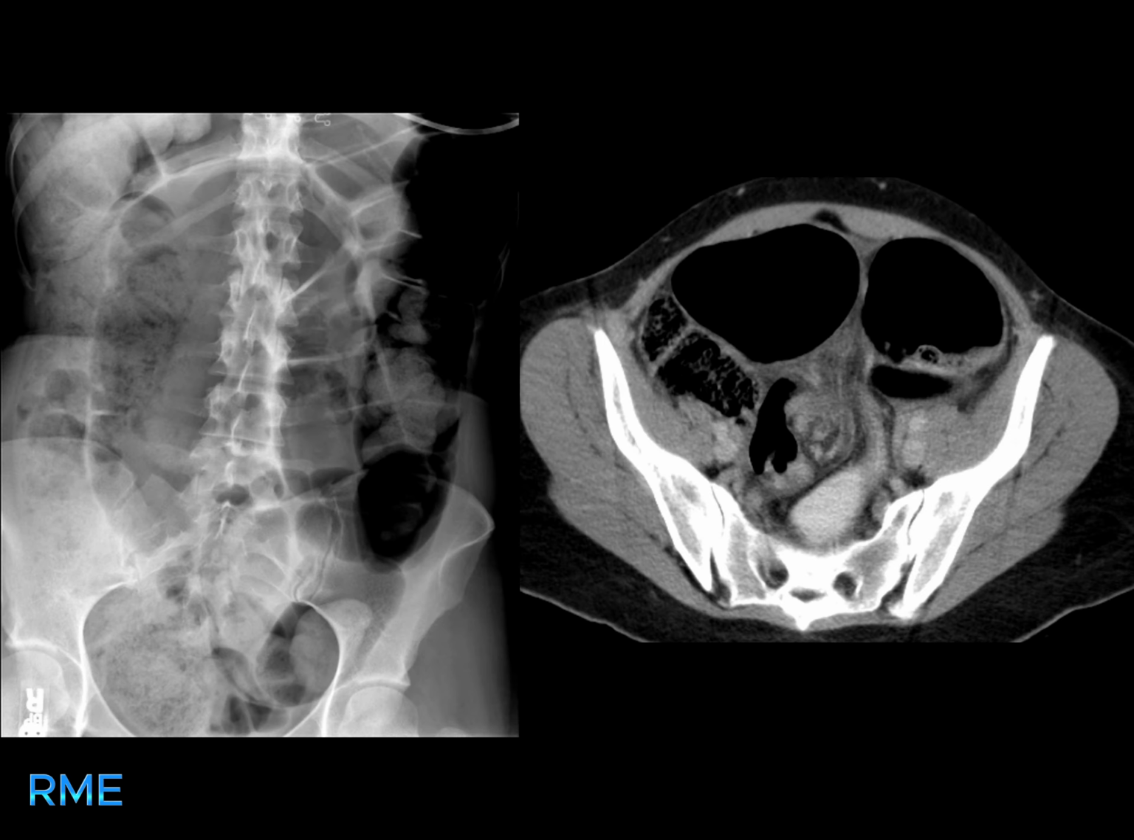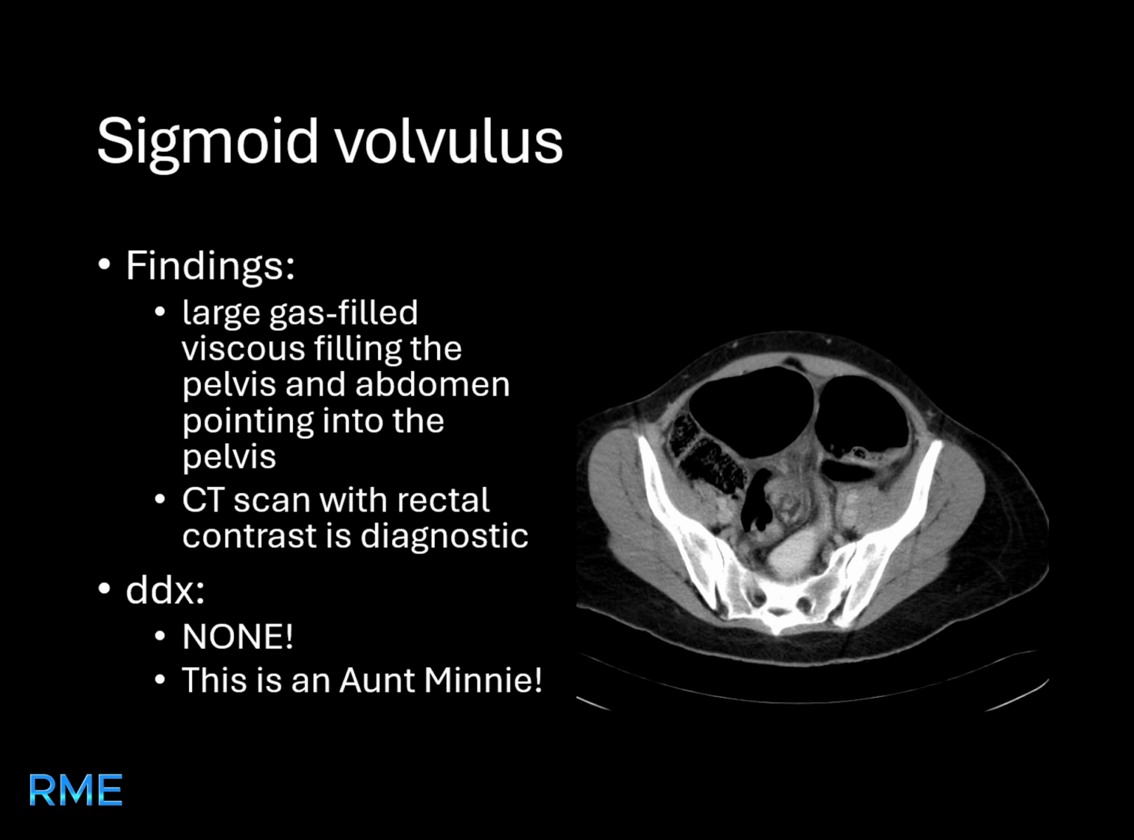What abnormalities do you notice in this image? This image shows a large gas-filled viscus filling the pelvis and abdomen, pointing into the pelvis. These findings are characteristic of a sigmoid volvulus. The classic coffee bean sign is evident. There are no differential diagnoses here. It's an ant mini. To further evaluate, a CT scan with rectal contrast can confirm the diagnosis. Management involves endoscopic detorsion or surgical intervention if there is evidence of bowel ischemia or perforation. Let's move to the next case.